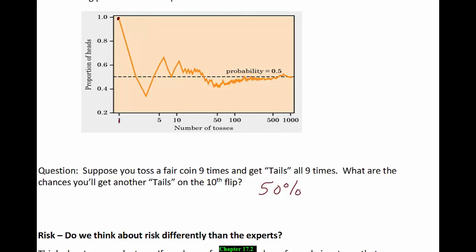The law of large numbers says that the sample mean gets close to the population mean, or the expected value, as you get a really large number of trials. But in the short term, there's no guarantee that everything's going to even out and you'll get half and half. So we still want to think rationally when we think about probability.